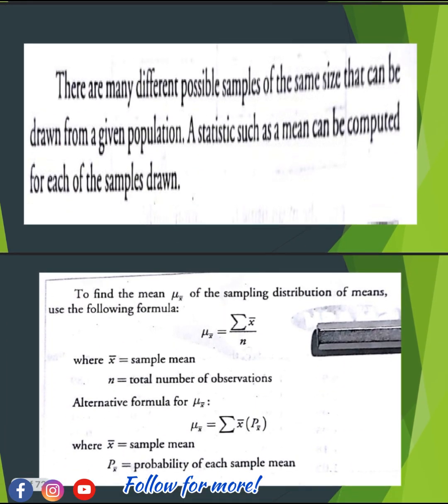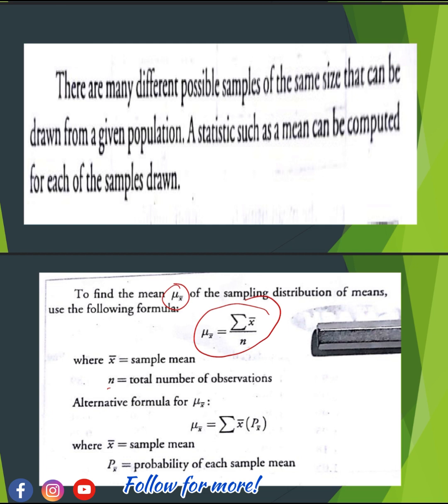There are many possible samples of the same size that can be drawn from a given population. A statistic such as a mean can be computed for each of the samples drawn. To find the mean of the sampling distribution of means, use the following formula. Mean is equal to the summation of the sample mean over n, where x bar is the sample mean and small n is the total number of observations.